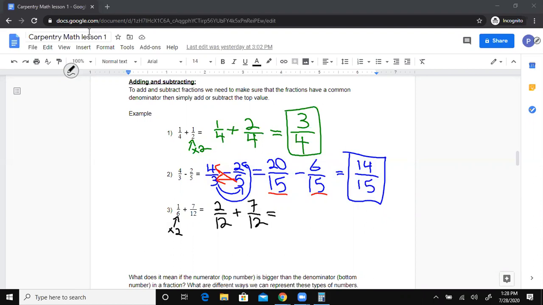Continuing on, we have 12 as the common denominator. That is going to remain the common denominator, and 2 plus 7 is 9. We're almost done here, but in this case, we can simplify. 3 is a factor of 9 and a factor of 12. If we divide 9 by 3, we're going to get 3. And if we divide 12 by 3, we're going to get 4. 3/4 is our final answer.